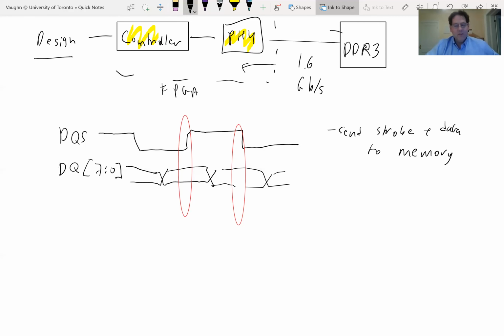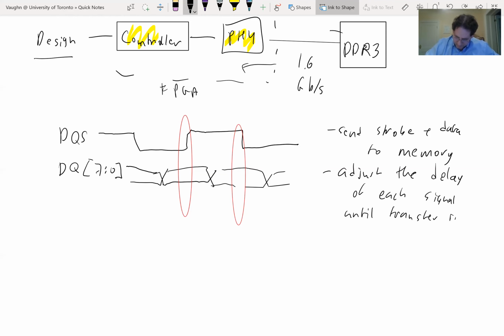Okay, so we send the strobe and the data to the memory properly aligned so that the memory chip can just use the data strobe to sample the data. And we need to adjust the delay of each signal until the transfer is reliable. Okay, so what do I mean by that? There are a whole bunch of delays in the circuit board, in the DRAM chip, in the FPGA. There are on-die variations. There are changes in delay that happen as the chips heat up, etc.